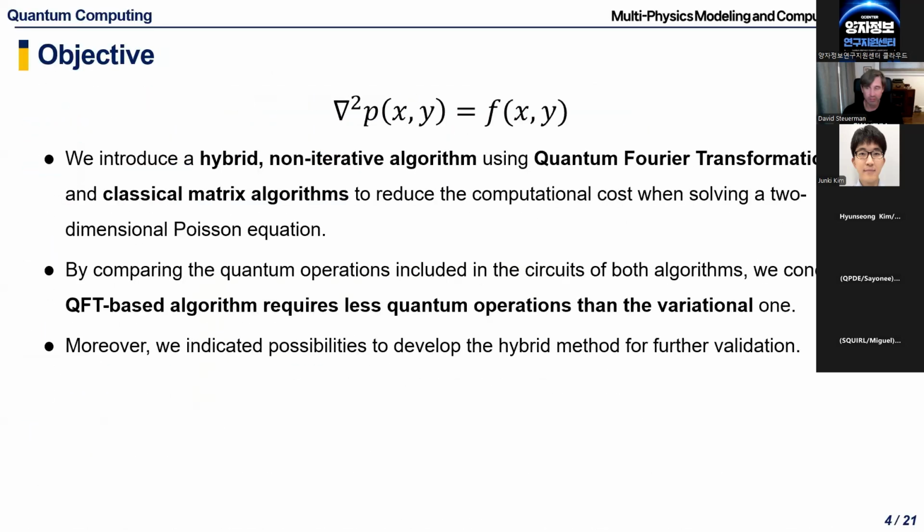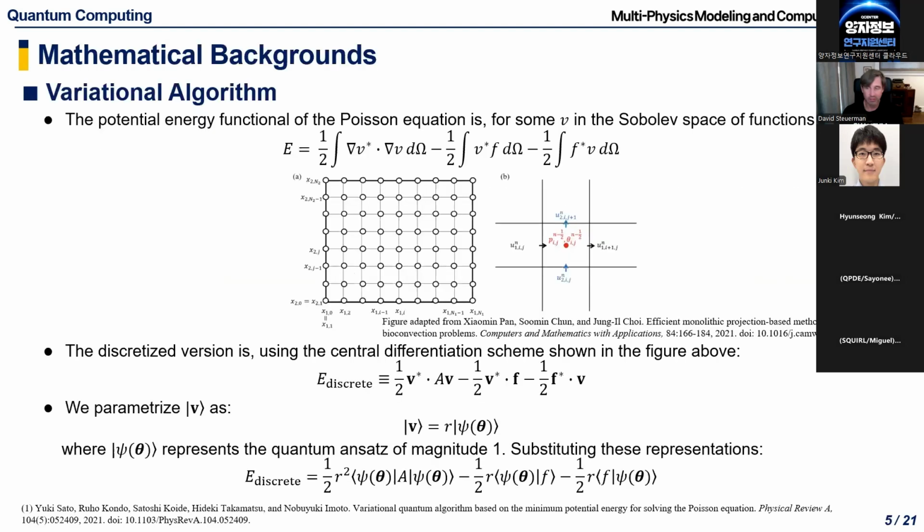So our research objective is to introduce a hybrid and non-iterative algorithm using QFT and classical matrix algorithms to reduce the overall computational cost when solving a two-dimensional Poisson equation. Next, we compared the quantum operations included in the QFT-based method and one cutting-edge variational method introduced by Sato Yuki, published in 2021 in the PhysRev journal, to conclude that the QFT-based algorithm requires fewer quantum operations than the variational algorithm. The mathematical background of the variational algorithm is directly adopted from Sato Yuki in 2021.